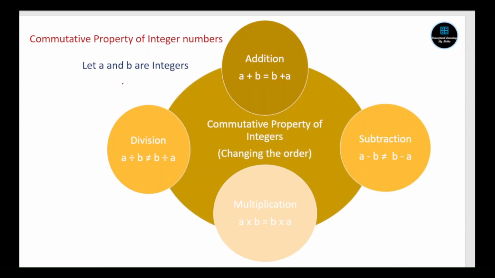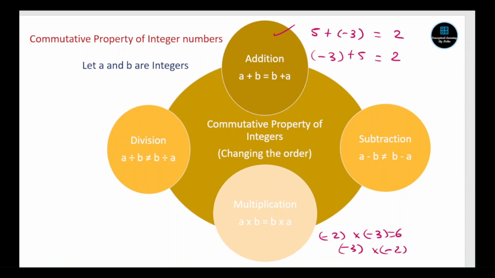Okay. Now for integers. So what will happen? Let's say 5 plus minus 3. So what do we get? 2. If I change the order, minus 3 plus 5, I'll get the same answer. So for addition, it is valid. Same way for multiplication, if I take any two integer values and change the order, I'll get the same answer, right? Minus 3 into minus 2, we'll get 6 only. So for multiplication, it is true.